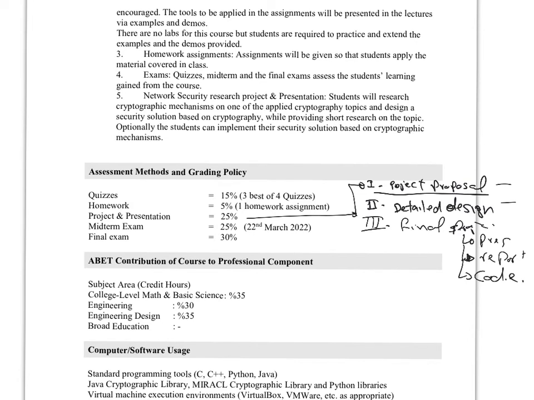So I provide feedback in every single milestone. Based on that, I expect you to address these comments in the next phase. This is the main idea behind providing feedback in every single milestone, and that's why the component of the project is significant. We were debating making it even equivalent to the final, but we finally set it to 25%.